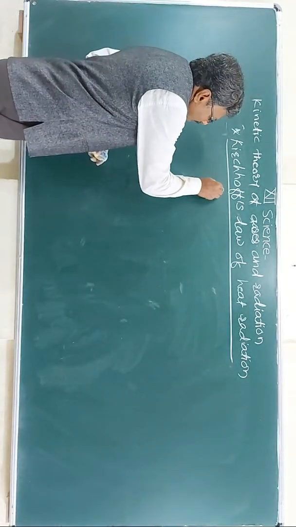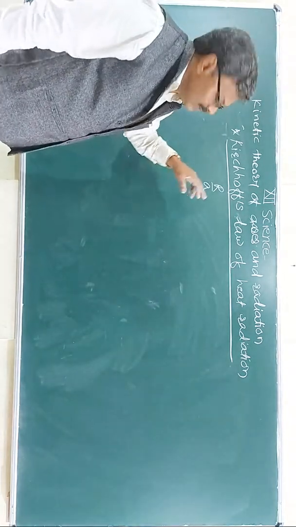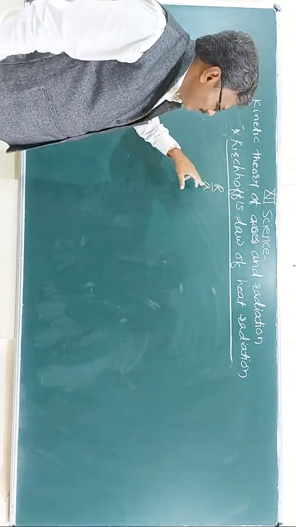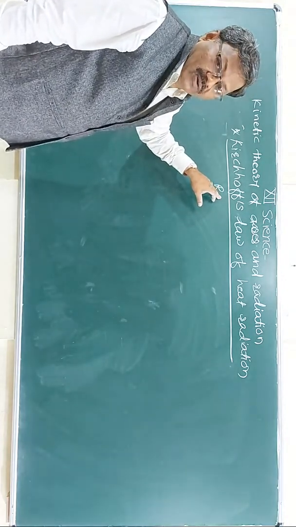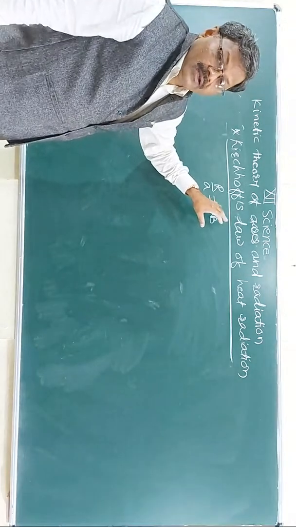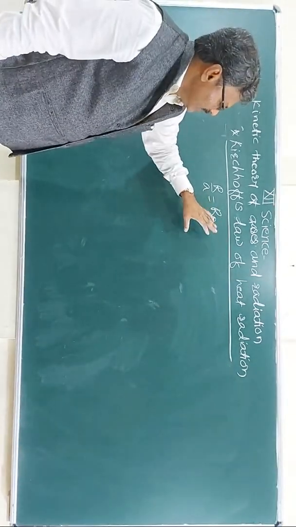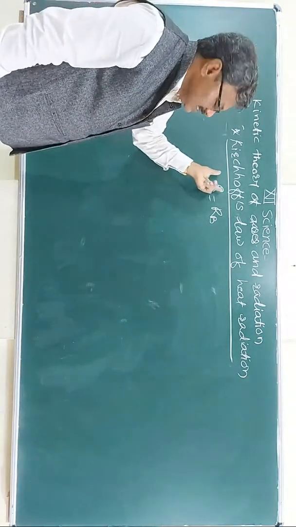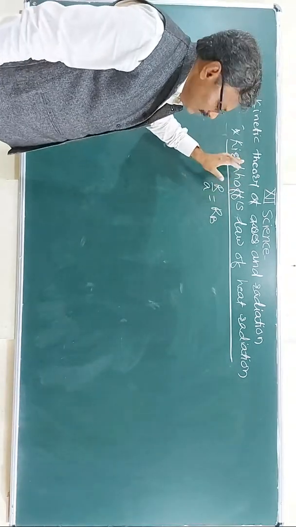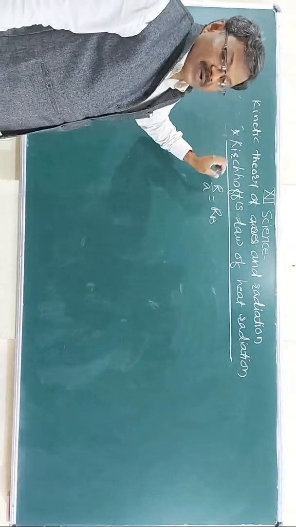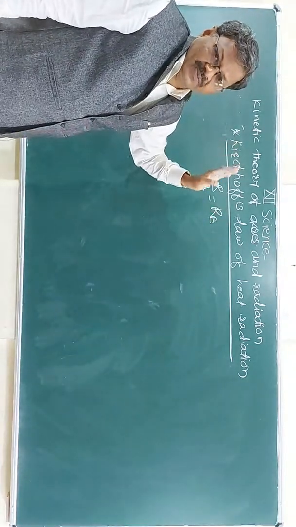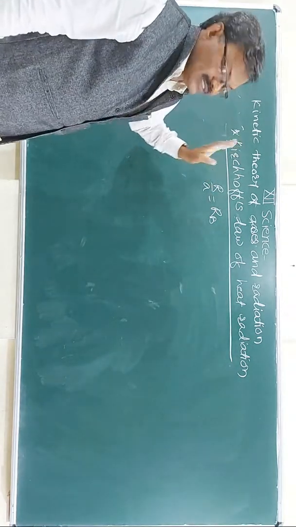What is this? Actually, R upon A, that is, at a given temperature, the ratio of emissive power to the coefficient of absorption is equal to the emissive power of a black body at the same temperature and at all wavelengths. It means that when we take this ratio at a particular temperature, we have to take the black body radiation also at the same temperature. This is known as Kirchhoff's law.